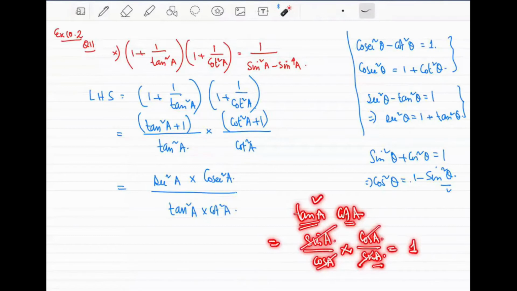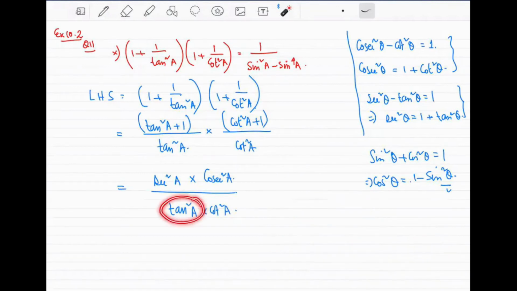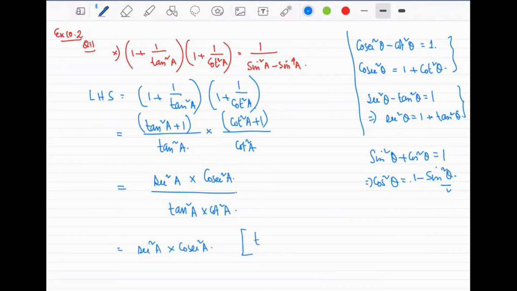If there is square here, no issue. We will get 1 square, which will still be 1. So about the denominator, these two after multiplication, we will get how much? We will get 1. You don't put 1 as denominator, right? So we will put what? We will put sec square A into cosec square A. You give reason here. Why? Because tan square A into cot square A is equal to how much? It is equal to 1.